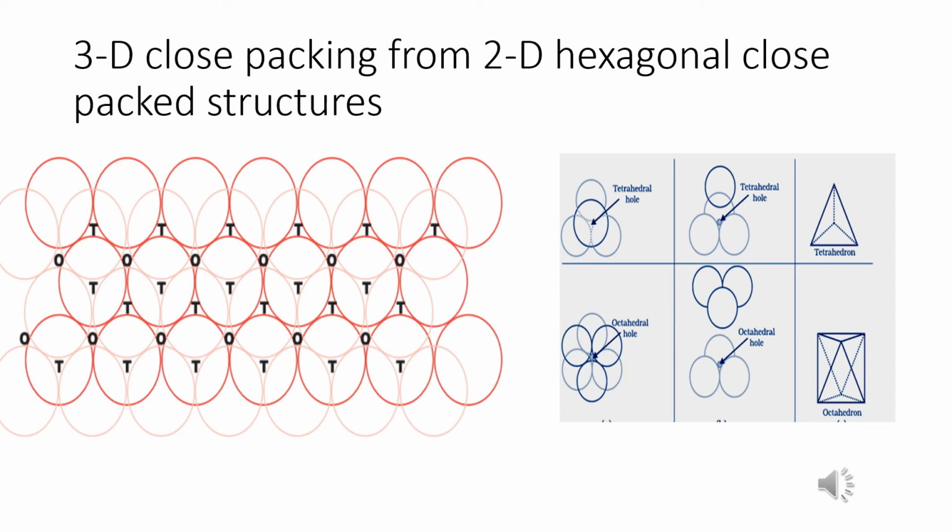The triangular voids in the second layer are above the triangular voids in the first layer. So both these triangular voids do not overlap. One of them has the apex of the triangle pointing upwards and the other one downwards. These voids have been marked as O, that is, octahedral voids. Such voids are surrounded by 6 spheres.